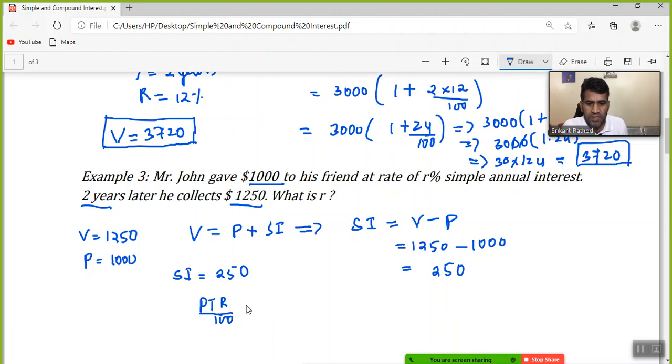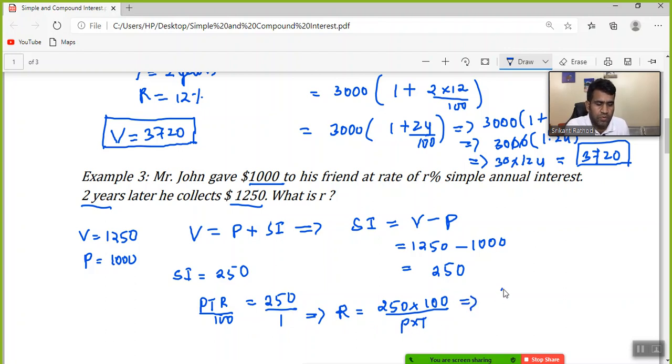This is the simple interest. That value I can say is equivalent to 250. Now the question is to solve for R. For solving R, you can arrange this expression by doing the cross multiplication. From this I can get R, it's basically 250 times 100 over P times T, right? So substitute the values now.